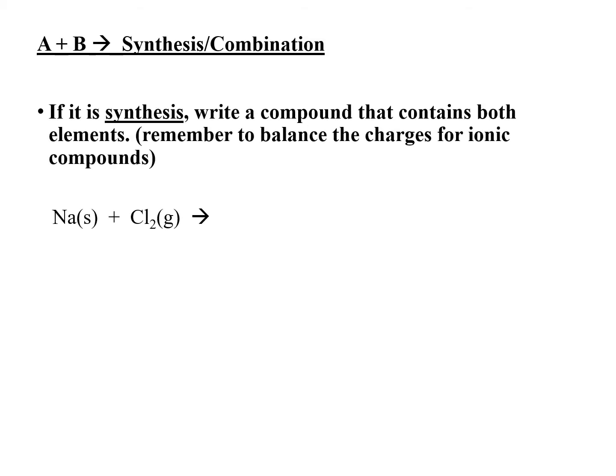Okay, for a synthesis reaction, first thing you need to do is look at the reactants, and we notice that we've got 2 elements, and that's the indication that this is going to give you a synthesis or combination reaction. So look, sodium's a metal. Chlorine gas, that's a nonmetal. So we're going to end up with an ionic compound.